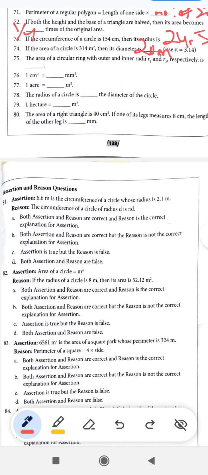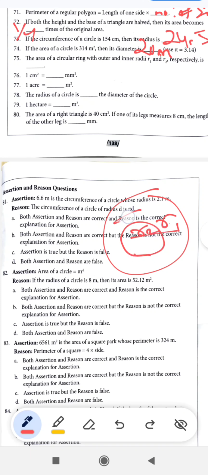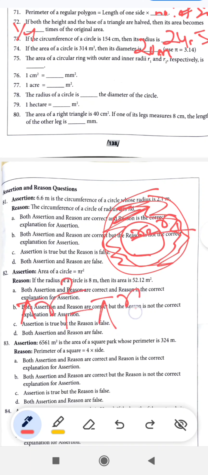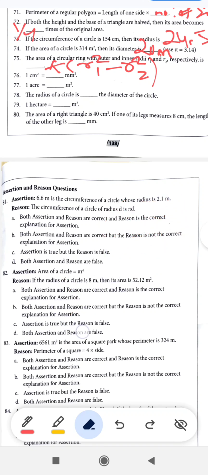The area of a circular ring with the outer and inner radii. Outer radii is equal to R1, inner radii is equal to R2 respectively. So area of the circular ring, always remember that to find out the area of this is equal to area of the outer circle whose radius is equal to R1, pi R1 square minus pi R2 square. Okay, so here we will write pi taken as common, R1 square minus R2 square. Outer radii square minus inner radii square. Now let's come for the next part.